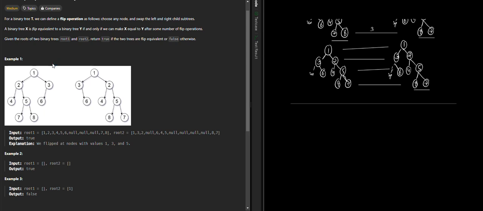After that there is another condition: we check the roots, and if both roots are present, we have a node present. If any of the nodes is not present, we can directly return false, meaning node 1 is null or node 2 is null.